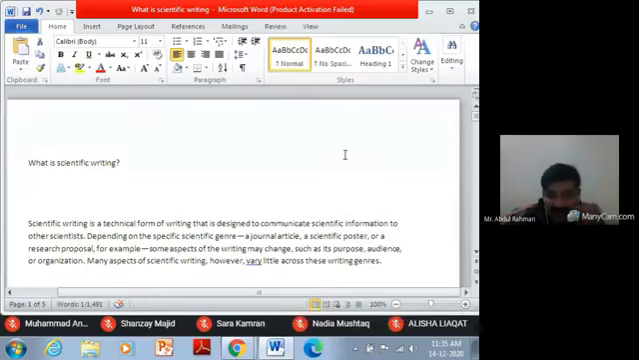For example, some aspects of the writing may change, such as its purpose and audience. Many aspects of scientific writing, however, vary little across other domains. For example, writings of physics, like biophysics, geophysics, chemistry, analytical chemistry, biochemistry, organic chemistry, biology, and the disciplines within biology, like physiology, microbiology, anatomy, histology. So their basic thing remains the same, but they can change, right? Or they can have a change regarding the readership, regarding the basic layout or the design, but more or less, overall it remains the same.